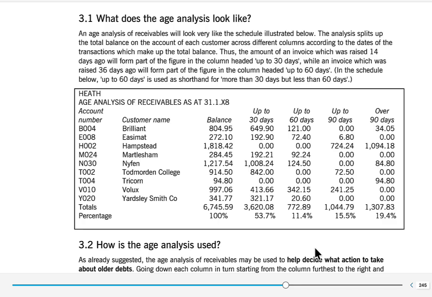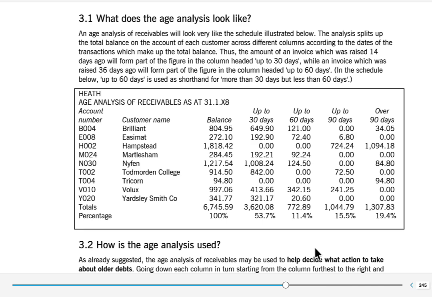How the numbers get into the correct column. Now let us make the logic very clear. For each unpaid invoice, the system calculates how many days old it is at the as at date. Example explanation, using the book's style. If an invoice was raised 14 days ago, then that unpaid amount goes into the up to 30 days column. If an invoice was raised 36 days ago, then it goes into the up to 60 days column, meaning the second bucket.